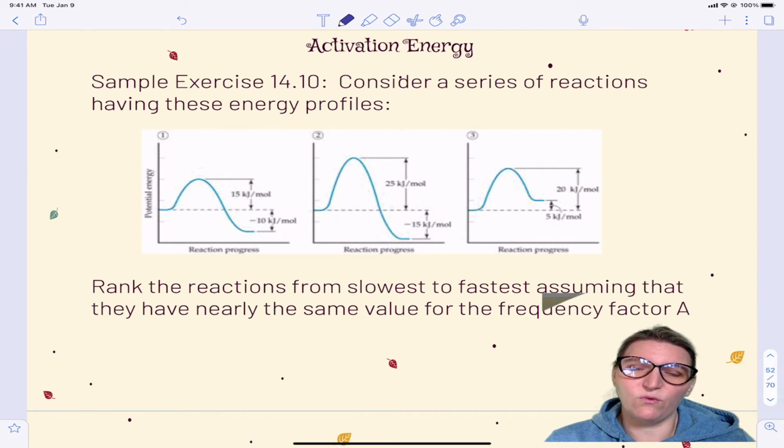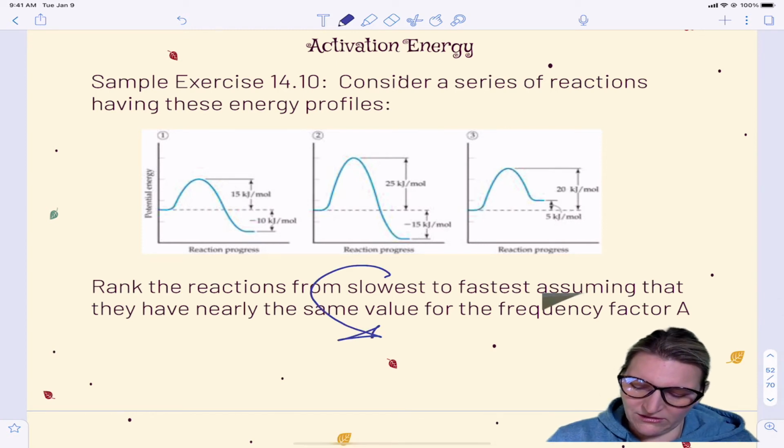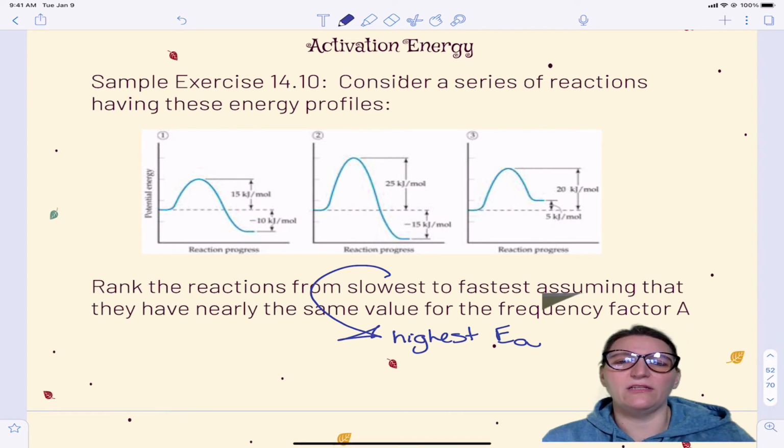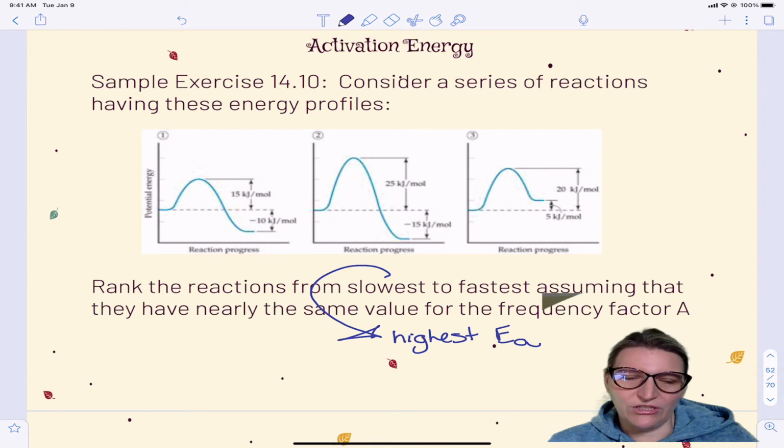This is sample exercise 14.10. Consider a series of reactions having these energy profiles. Rank them from slowest to fastest, assuming they have the same value for that frequency factor A. A is taking into account the collisions and that orientation piece. So really we're looking at the only other factor, which would be activation energy. So slowest to fastest, slowest would be the highest activation energy.